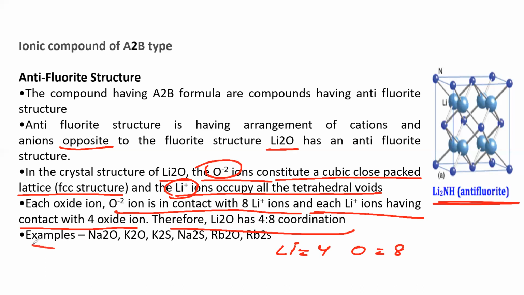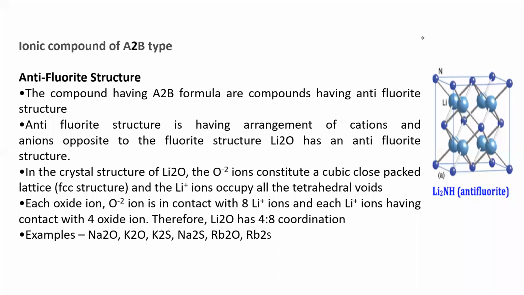Other examples are Na2O, K2O, etc. All A2B type compounds will have the anti-fluoride structure.